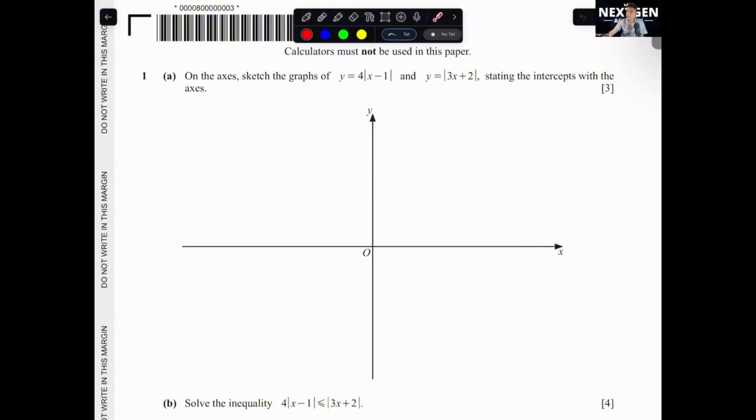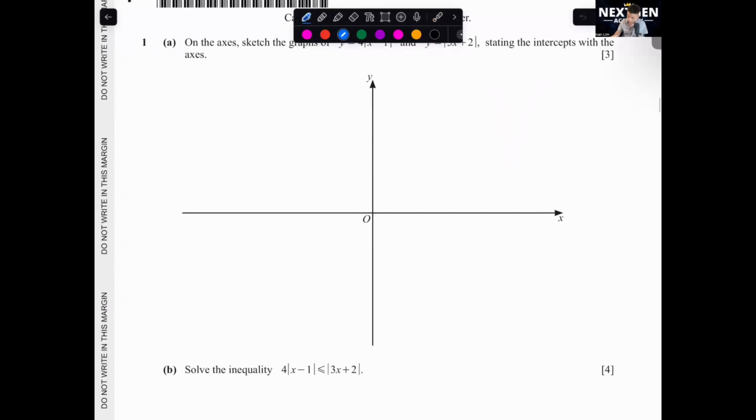We have to understand that a modulus graph will give us a V shape like that. It starts from a straight line, then after that it is reflected up, so it becomes a V shape. We need to find where the x-intercept and the y-intercept are. How to find the x-intercept and y-intercept? Let's start with the first one. I'll do the working at the bottom here.